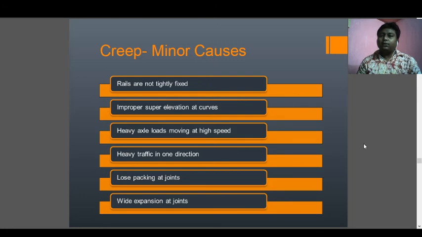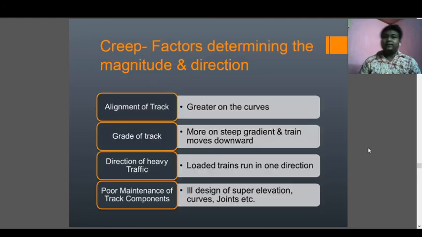So what are the causes? The rails are not tightly fixed, improper superelevation at the curve, heavy axle loads moving at high speed, heavy traffic in one direction, loose packing at the joint, and expansion at the joint. These terms have already been discussed, and they give at least some idea of what the parameters are.